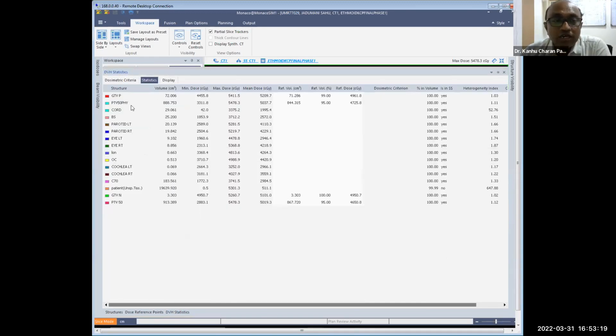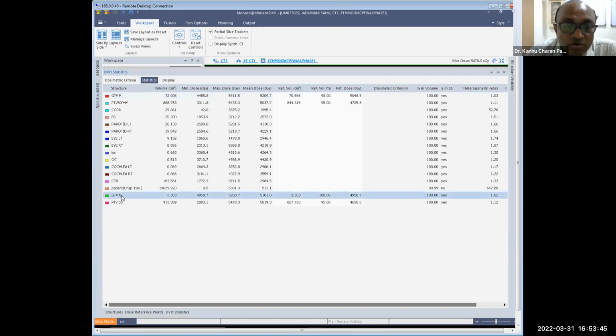So as I told, you see the conformity index, which is the coverage index. What you have to see is the GTV primary. You can see here the GTV primary, and the reference volume around D98%. How much of the volume is getting the dose? At least it is getting around the prescription dose of 50 gray. So there is no underdose in this area, and most of the areas are getting there.